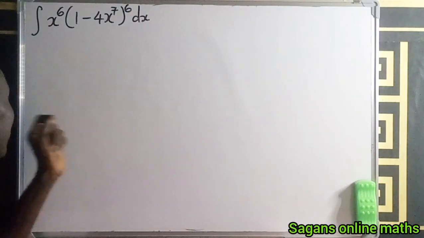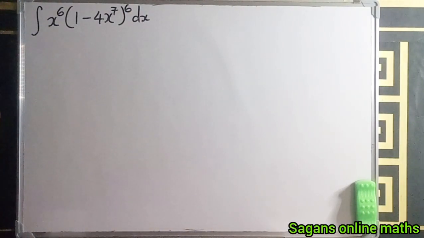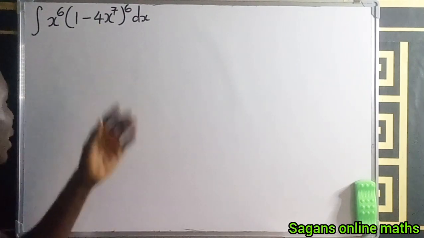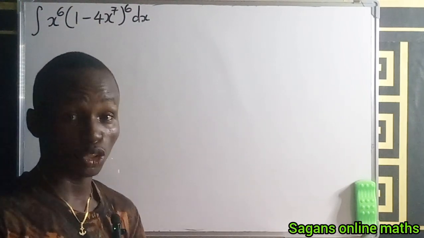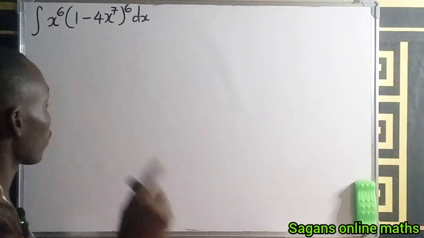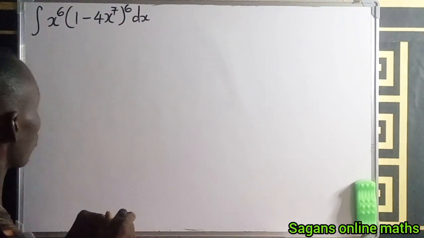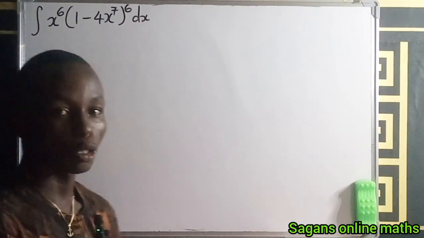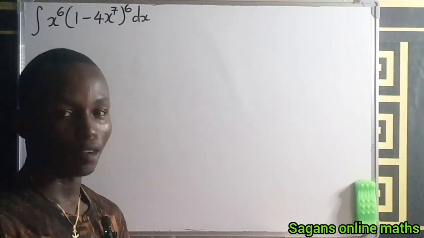Now we want the integral of x to the power of 6 into (1 minus 4x to the power of 7) all to the power of 6 dx. We are asked to integrate this function with respect to x. Our first step is to let what is inside the parentheses represent a variable.